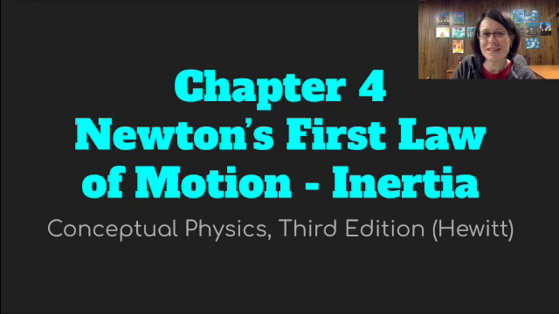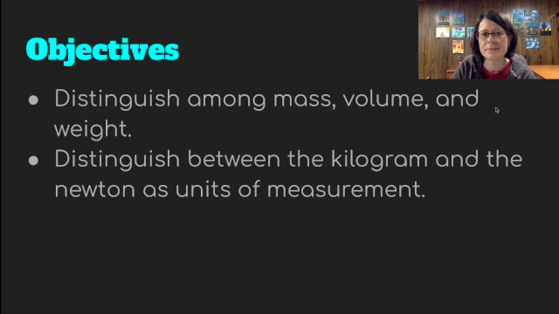And let's keep going. Last time we talked about the history of motion, and we ended with inertia, which stated that an object in motion will remain in motion, and an object at rest will stay at rest unless it's acted upon by an outside force. So let's continue talking about that idea. Our objectives today are to distinguish among mass, volume, and weight, because sometimes these terms are confused, and to distinguish between the kilogram and the Newton as units of measurement.